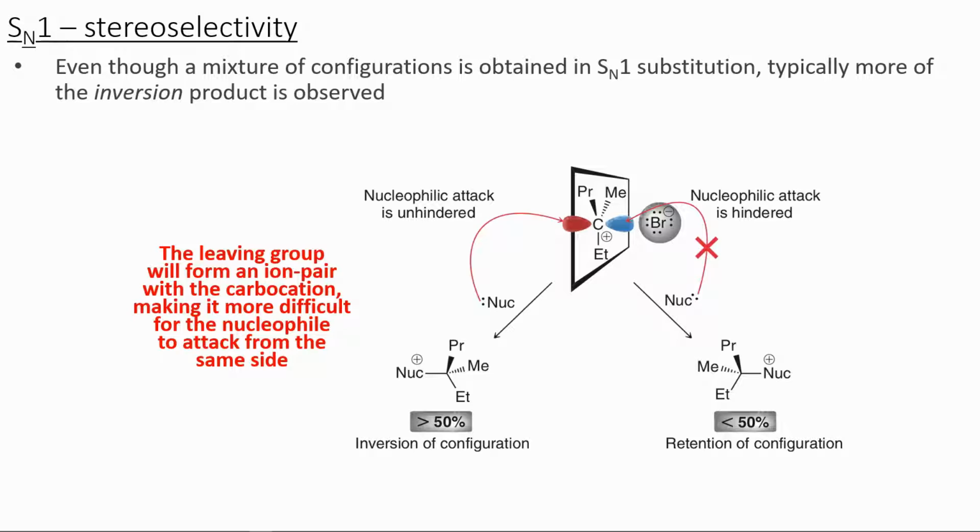Even though a mixture of configurations is often obtained in an SN1 reaction, typically we'll observe more of the inversion product because the leaving group can form an ion pair with the carbocation, making it more difficult for the nucleophile to attack from that side.